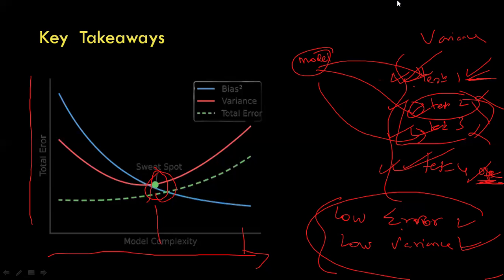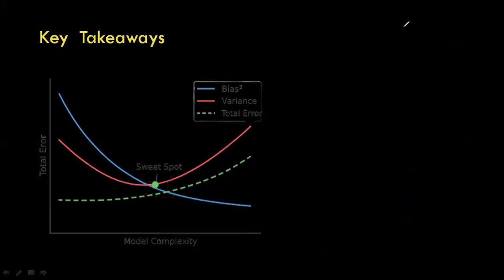Now we understand what bias and variance are. Bias is nothing but the error because your model is too simple, and variance is when the model is too complex. Your model should not be too simple and it should not be too complex. It should be somewhere in between. That is what we call a sweet spot. That's how we balance the bias and variance.